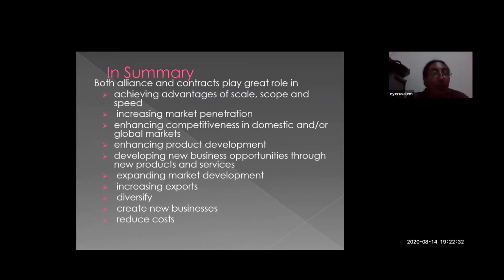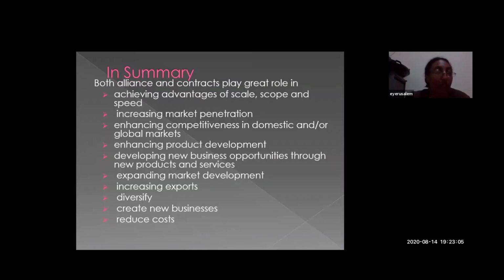And in summary, both alliance and contracts play a great role in achieving advantage of scale, scope, and speed. They increase market penetration, enhancing competitiveness in domestic as well as global markets. They enhance product development, expand market development, increase export diversity, create new business, and reduce cost. These are the issues that alliance and contracts play in short notice. Thank you so much.